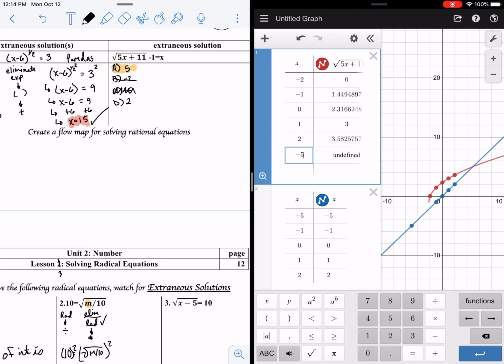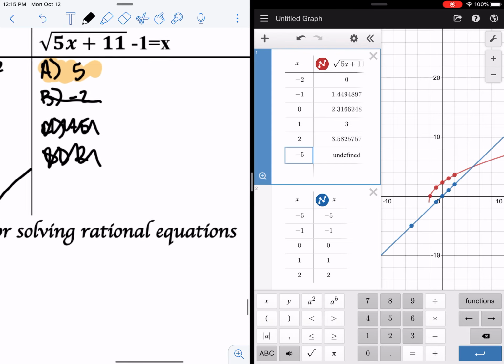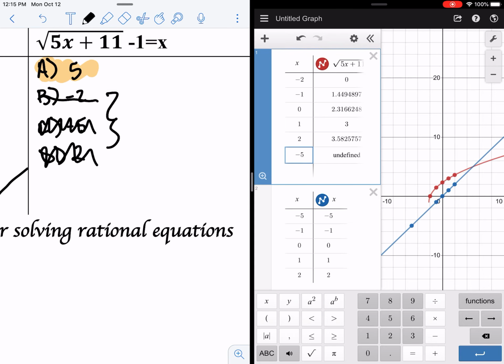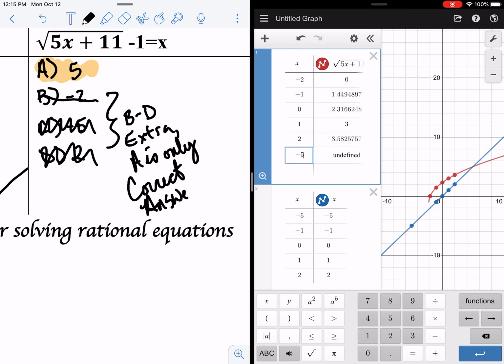At +2, I get 3.8257. At +2, I get 2 again. They're different. So I would say B through D are extraneous. A is the only correct answer.